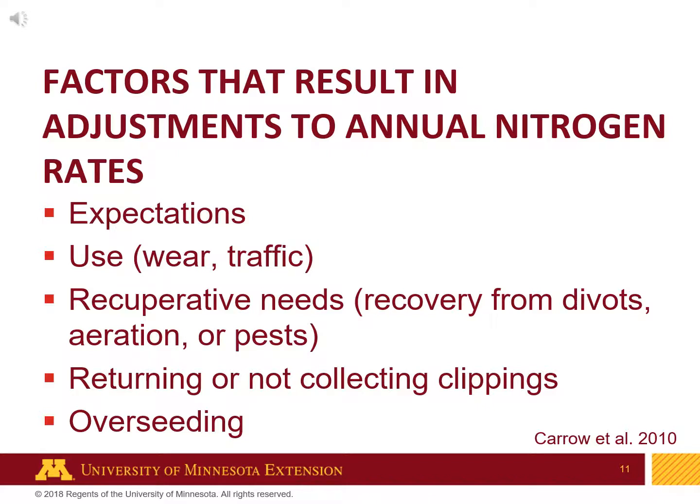For example, a turf stand that needs to recover from damage, such as wear or divots, will have a higher nitrogen requirement. Management decisions will also impact annual nitrogen needs. Returning or not collecting clippings when mowing can preserve as much as 1/3 of the turf stand's nitrogen needs for a year. Overseeding is sometimes performed to encourage a turf stand to fill in, and would require supplemental nitrogen beyond normal maintenance level needs.